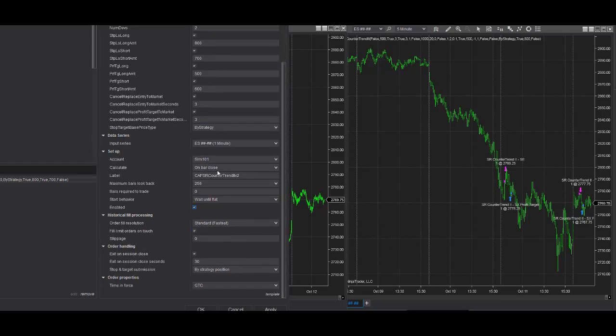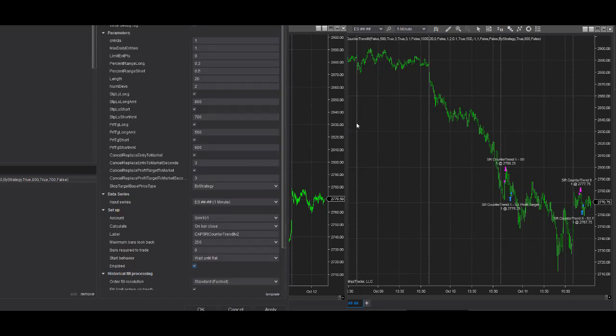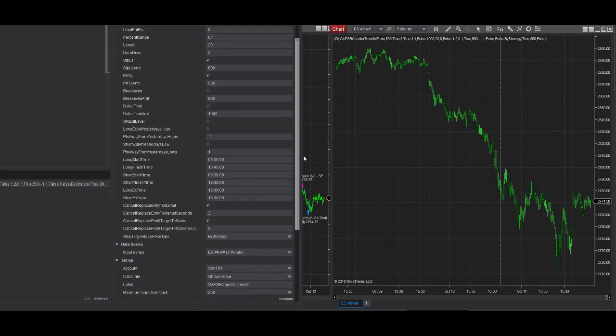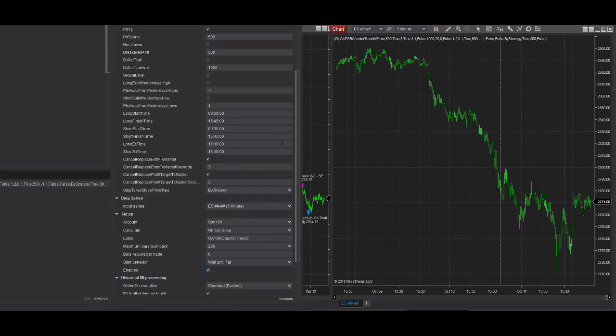And so here are some of the other input parameters, and this is for SR CounterTrend II V2. I'll show you the SR CounterTrend II next. All right, here are the inputs for SR CounterTrend II. You see similar type of inputs, and you can also select by strategy or by fill on this one.